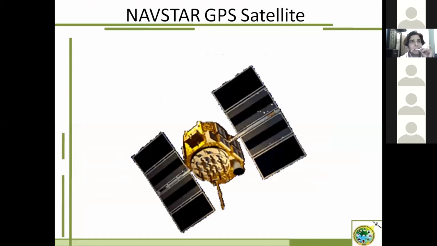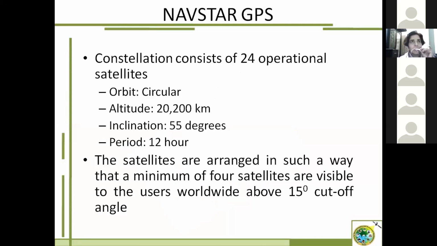Navstar GPS gives you more precision, because this is a set of 24 operational satellites, and these 24 operational satellites are placed in a circular way, at an altitude of 20,200 kilometers from sea level, inclined at 55 degrees to the earth, and they complete one round of the earth in 12 hours. The satellites are arranged in such a way that a minimum of 4 satellites are visible to the user worldwide above the 15-degree cutoff angle.